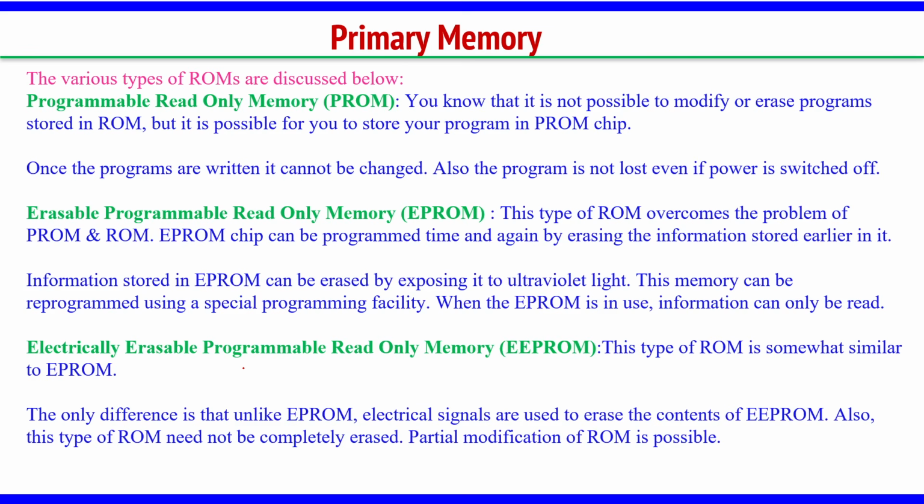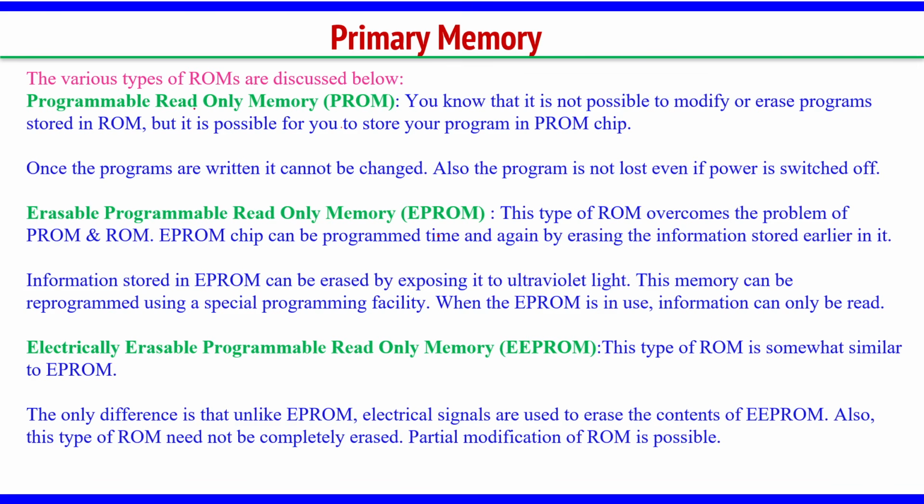Then the final one is EEPROM, electrically erasable programmable read-only memory. This is similar to EPROM. The only difference is that electrical signals are used to erase the contents of EEPROM. Here I am using ultraviolet light, here I will be using electrical signals. Also, this type of ROM need not be completely erased. So these are three different types of ROM: PROM, EPROM and EEPROM.